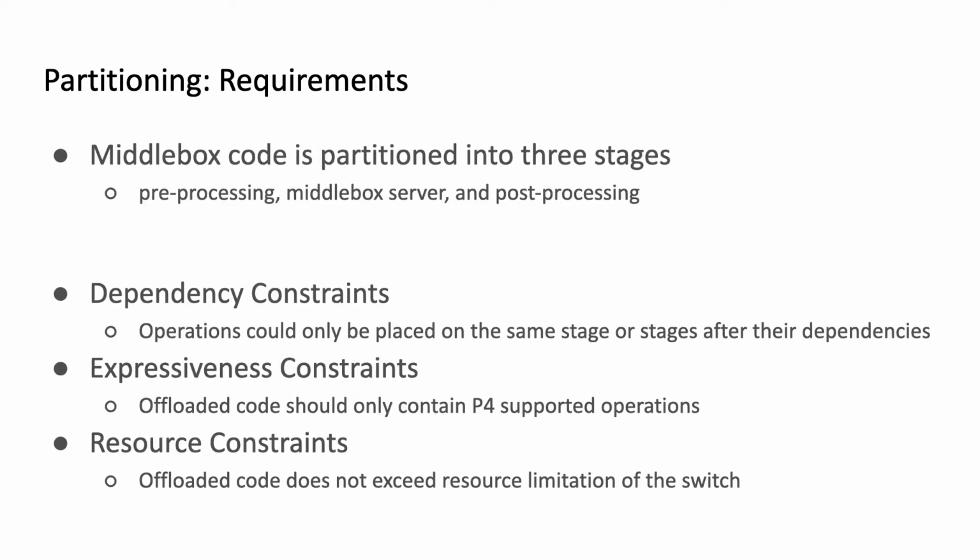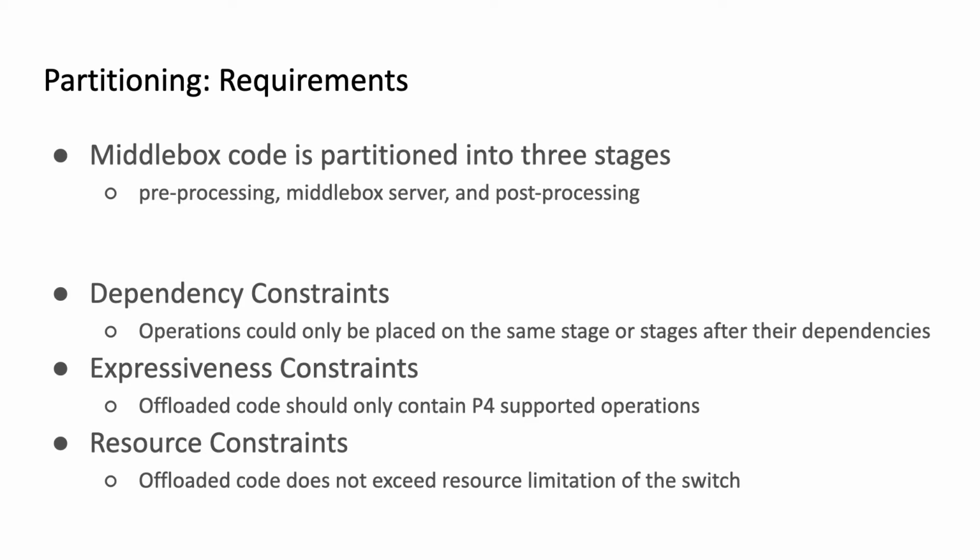In the partitioning process of Gallium, the middlebox code will be partitioned into 3 stages: the pre-processing stage, the middlebox server stage, and the post-processing stage. During this partitioning process, there are several requirements that have to be met. The first one is that we need to meet all the dependency constraints. This means that operations can only be placed on the same stage or stages after their dependencies.